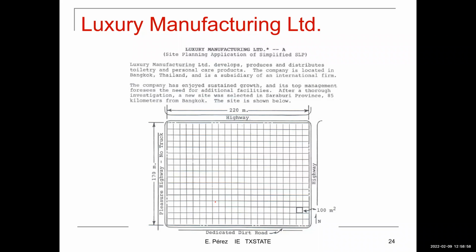So this is the area, the site for the new factory. We have 220 meters by 170 meters, and we have a highway going in this direction, a highway going in this direction, and there's another type of street going in this direction where no trucks are allowed. And there's a dedicated back dirt road here. So highways are here, no trucks are allowed in this area.